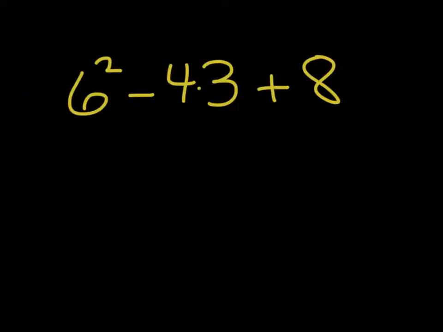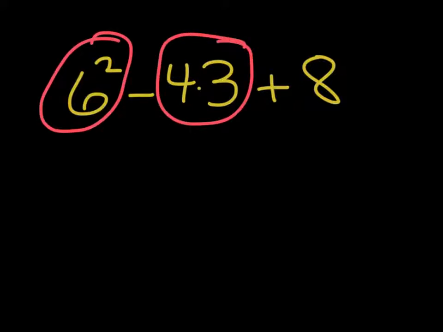Okay, same thing. I like to circle my terms. I don't see any parentheses, so I'm going to go through and circle the 6 squared, 4 times 3, and the 8. Notice the plus and the minus sign is what separates terms, so I don't circle those.